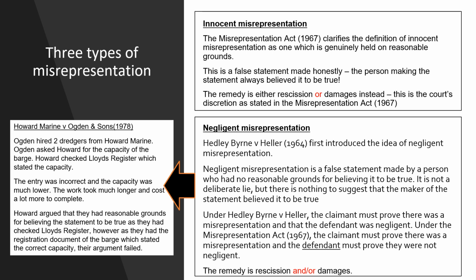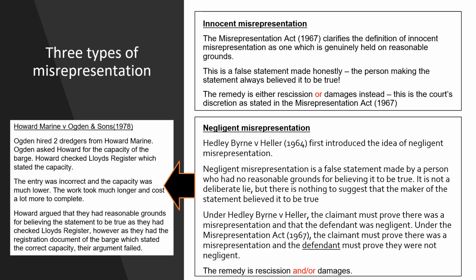So under Hedley Byrne v. Heller, there are essentially two ways of making a claim for negligent misrepresentation. You can either sue under Hedley Byrne v. Heller, where the claimant has to prove that there was a misrepresentation and that the defendant was negligent. However, under the Misrepresentation Act, another way of suing for negligent misrepresentation, the claimant must prove that there was a misrepresentation, and then the defendant must prove they were not negligent.